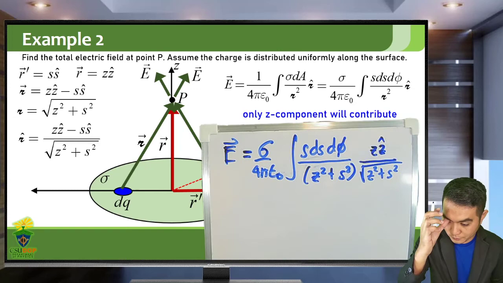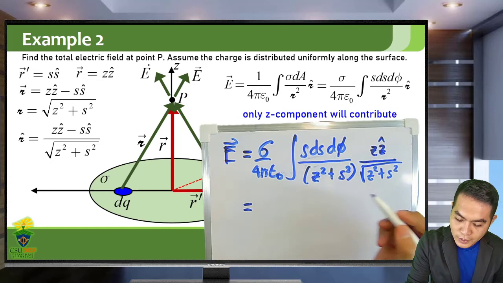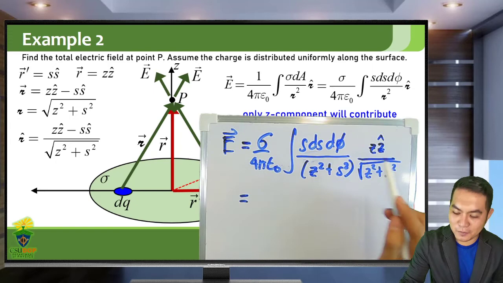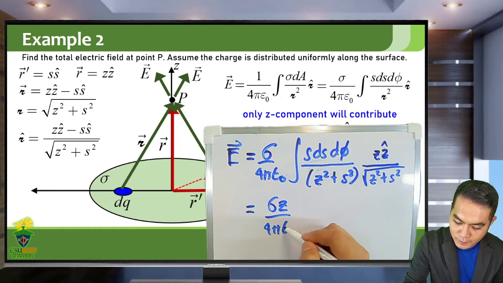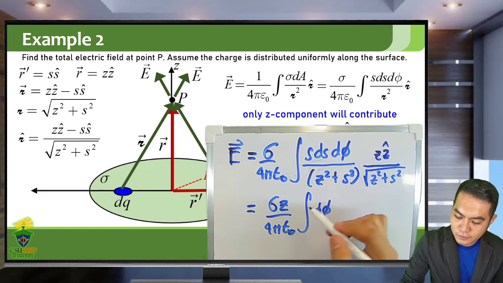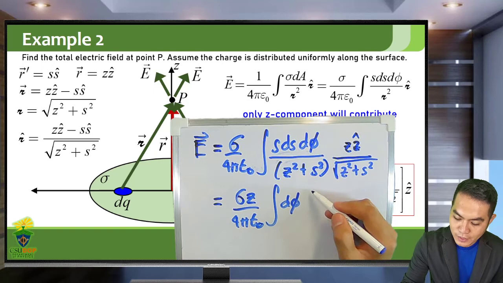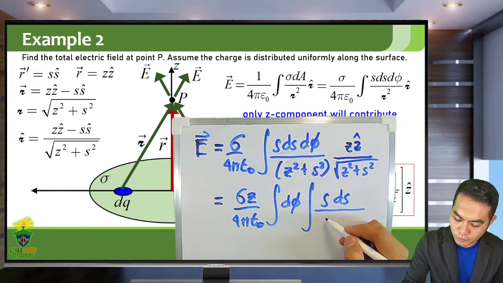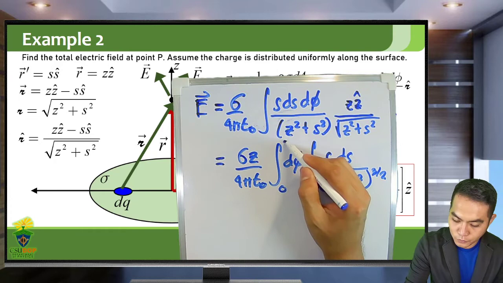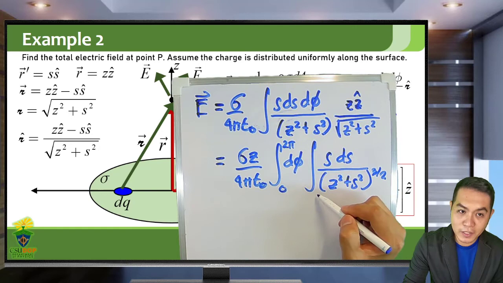Okay. So we need to simplify, since we are only integrating with respect to s and phi. Take note, this is a double integral, with respect to s and with respect to phi. So we take z out of the integral, over 4 pi epsilon naught. Then we first integrate d phi. Since there are no phis here, the integrand of d phi is just 1. And then the integral of s ds over, similar to the previous problem, z squared plus s squared to the 3 halves. d phi is evaluated from 0 to 2 pi, so you will have a 2 pi here. And s is evaluated from 0 to R, the radius of our circle.